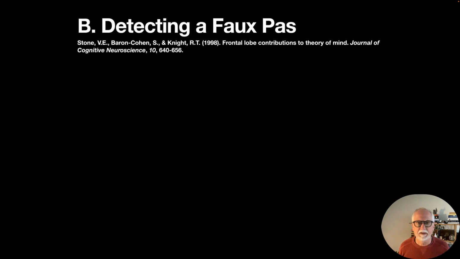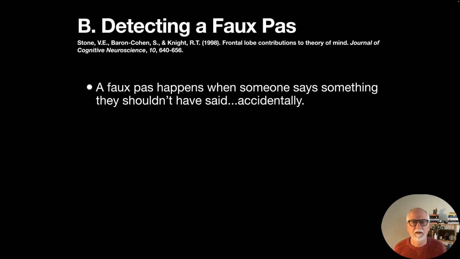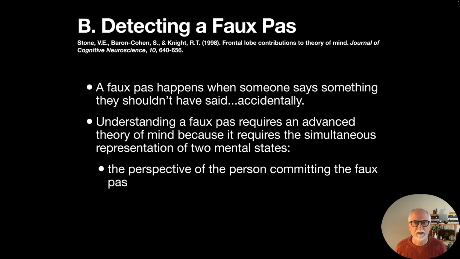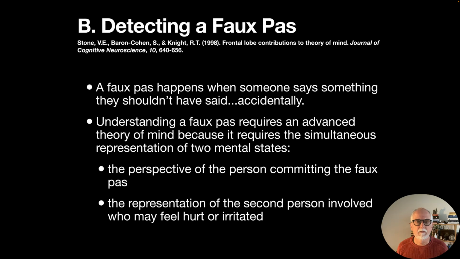Here's another kind of task that you could do. It's called detecting a faux pas. A faux pas happens when someone accidentally says something they shouldn't have said, right? And so understanding a faux pas requires an advanced theory of mind because it requires the simultaneous representation of two mental states: the perspective of the person committing the faux pas and the representation of the second person involved who may feel hurt or irritated by what the first person said. All right, so this is a pretty complex theory of mind task. And so Stone and colleagues in 1998 developed this and reported it.